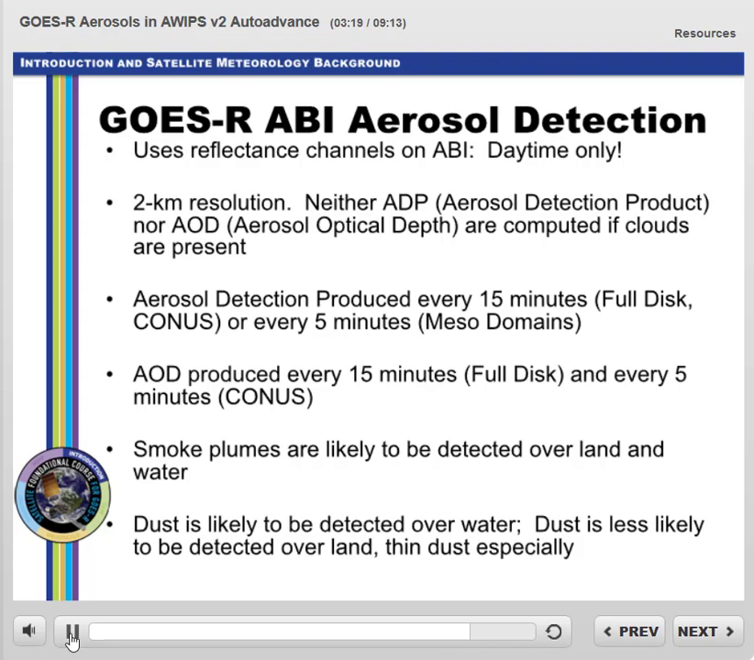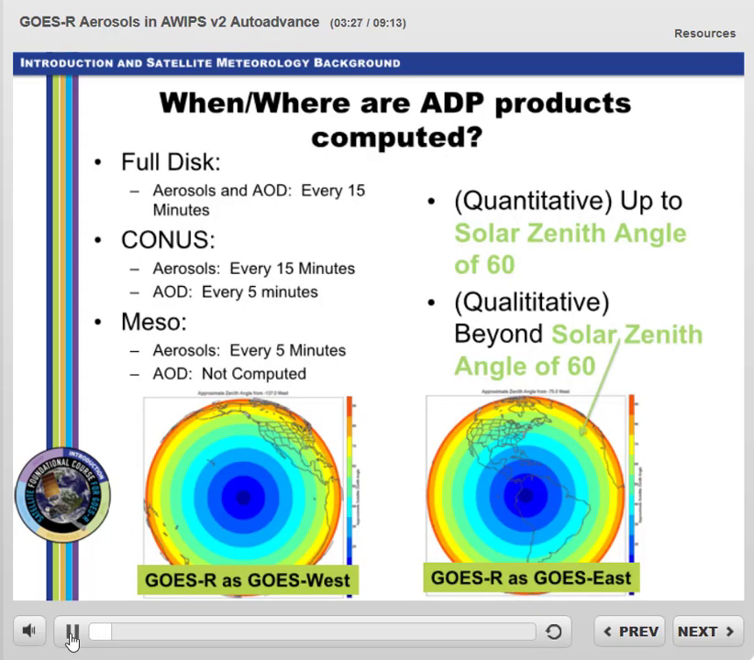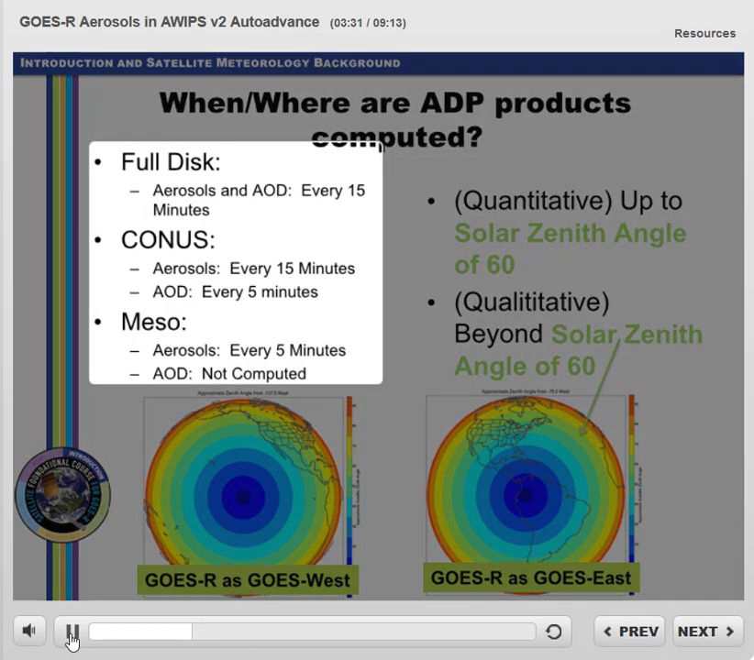Land is pretty reflective at some wavelengths, and that reflectance makes it a bit harder to detect aerosols over land relative to over water. When and where are these products produced? This slide shows that information for Mode 3 domains.